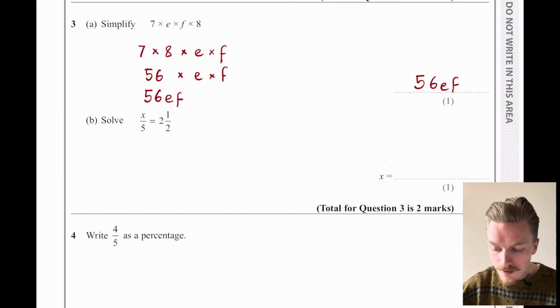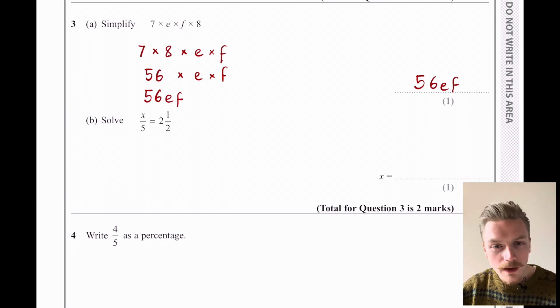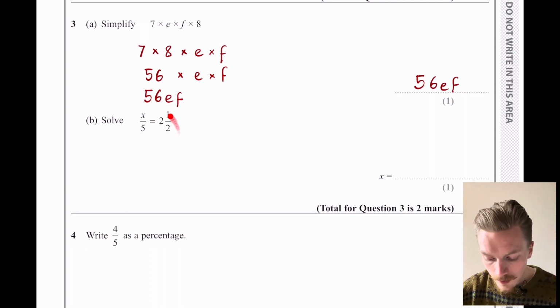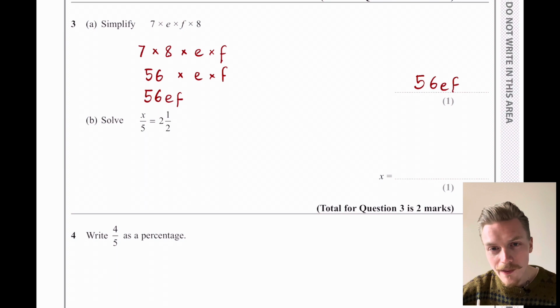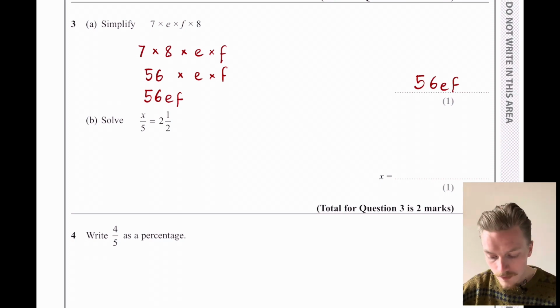Question 3b says solve, and this is a really important keyword that will come up again and again and again. If you've got an equation, and I can tell that this is an equation because it's got an equal sign in the middle, hence the equation, if we want to solve an equation, we're trying to find out the value of the variable. And in this case, our variable is x, but it could be any letter, or it could even be a symbol. So we want to find out what is x worth in this situation here.